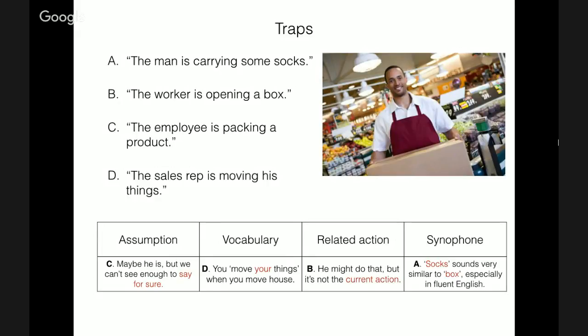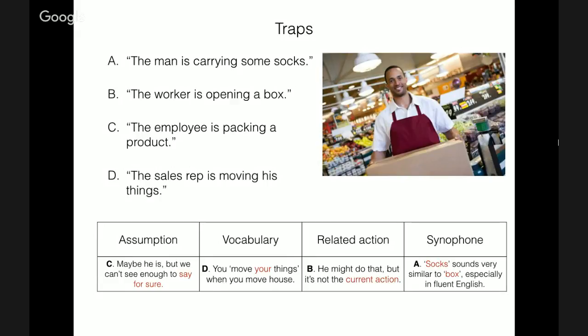And the sinophone is the man is carrying some socks. Socks is clearly not box. But when you speak in fluent English, and they will in the TOEIC, you hear the man is carrying some socks, and you think some socks, some box, some socks, some box. Maybe you're not sure. So that is a very common trap in the TOEIC to use that fluent English to make you think the word is the word you're looking for, but it sounds like it just in fluent English. It's kind of lost in the sentence. So those are 4 really typical kinds of traps that they use in the TOEIC.